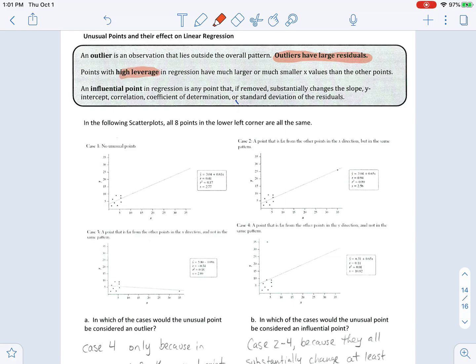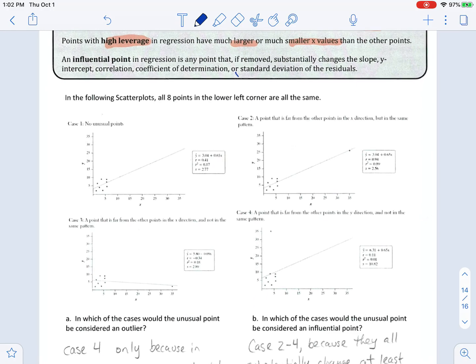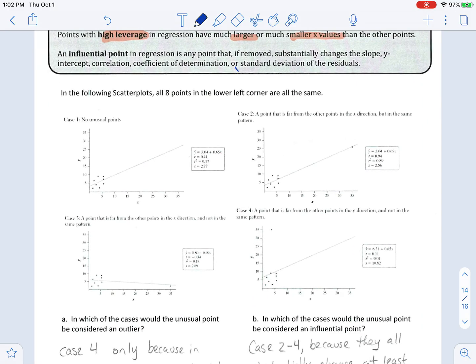High leverage points have much larger or smaller x values than the other points. The reason they're called high leverage points is because they're so far away in the x direction, they have a lot of leverage in terms of creating the equation. If you took those points away, the equation would likely change drastically, potentially. So in 2 different cases here, you have a high leverage point that has an x value very far away from the other points. And this one has an x value that's very far away from the other points.